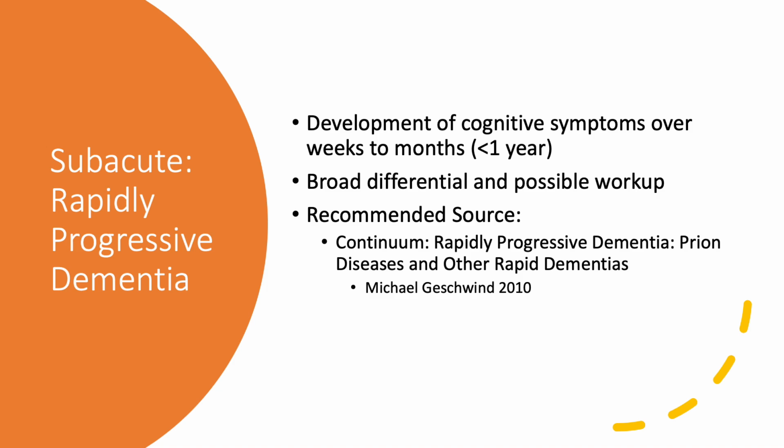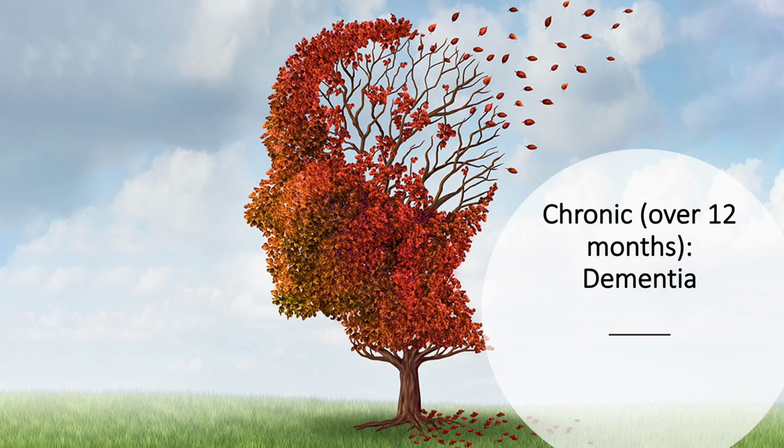And there is a great review that I would recommend all of us to read by Michael Geschwind. It's from around 2010, but it still holds very valid today if you're thinking about the rapidly progressive dementias. This is quite a broad topic on its own, so we won't spend too much time at this point. And that brings us nicely to the dementias.